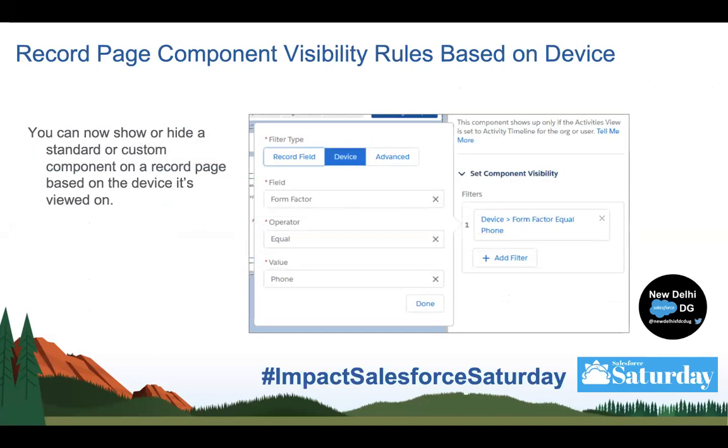And on your record pages, you can also set, let's say there's a Lightning component, let's say your related list, that you want to display only for desktop users, not for your mobile users. You can set that in the filter conditions or the component visibility condition. So the filter criteria here is device. You will choose the device form factor equals phone. So if the form factor is phone, this component will not be displayed. So based on the form factor that you're using, the component's visibility will be set.